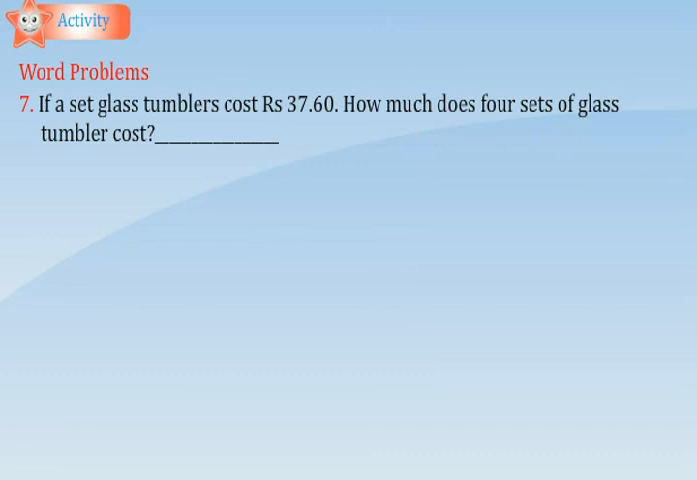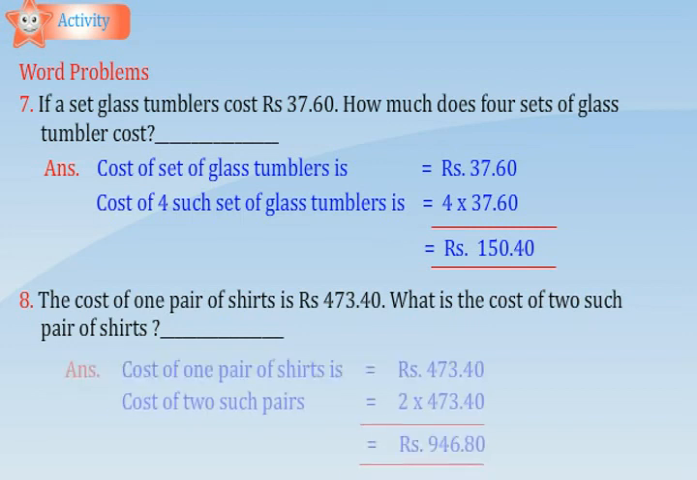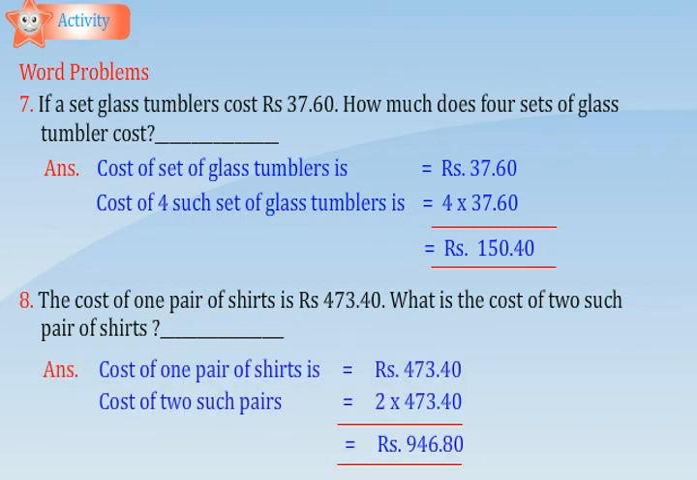If a set of glass tumblers costs rupees 37.60, how much do 4 sets of glass tumblers cost? The cost of 1 shirt is rupees 473.40. What is the cost of 2 such shirts?